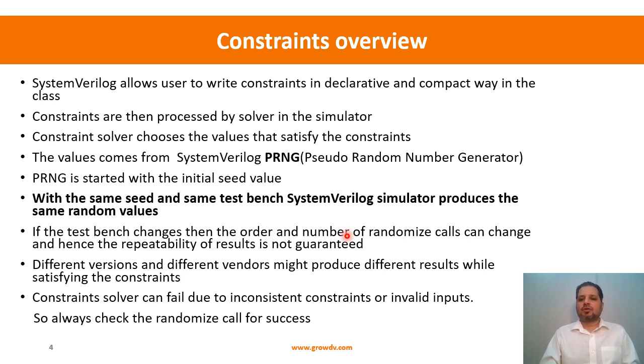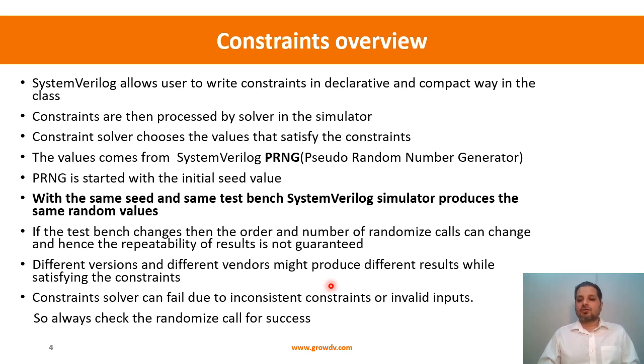We will discuss it to some extent, but if you change it, then the guarantee is void. Okay, and then there are different versions and different vendors, right? Within the simulators, vendors keep releasing different versions. We have Synopsys VCS, we have Cadence providing NC Verilog, and then we have Siemens providing QuestaSim. So different vendors might produce different results while satisfying the constraints.